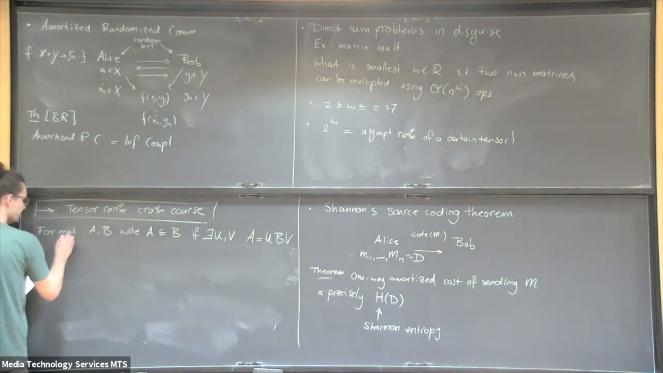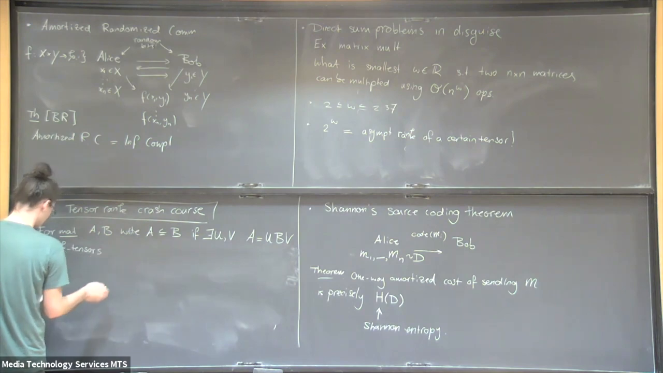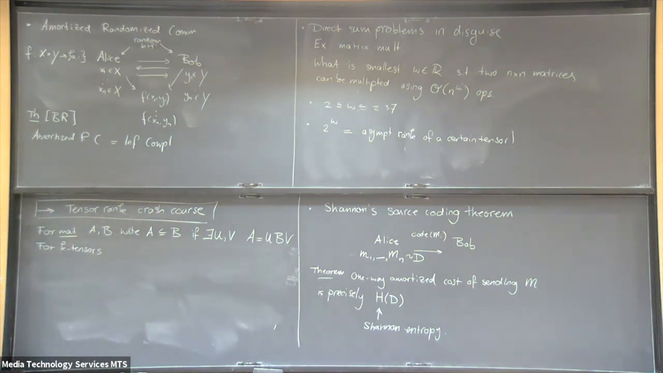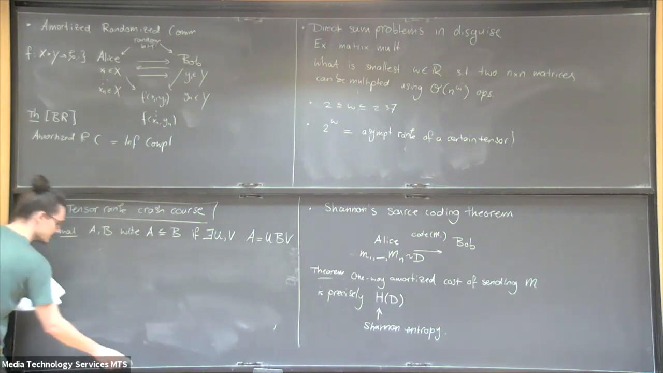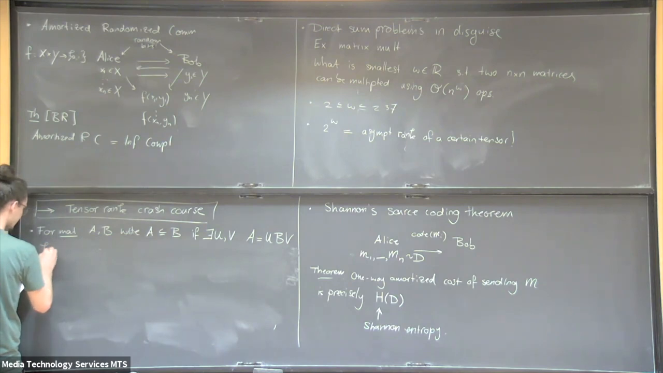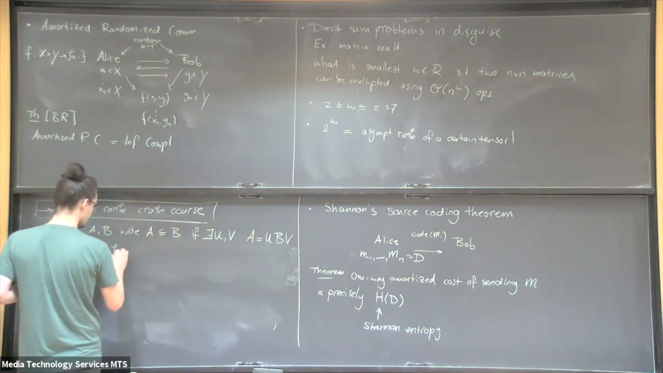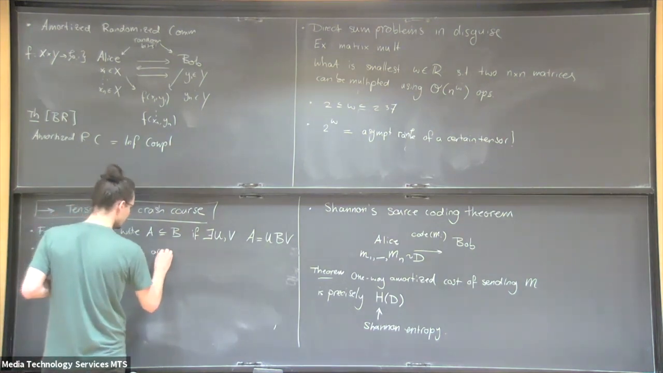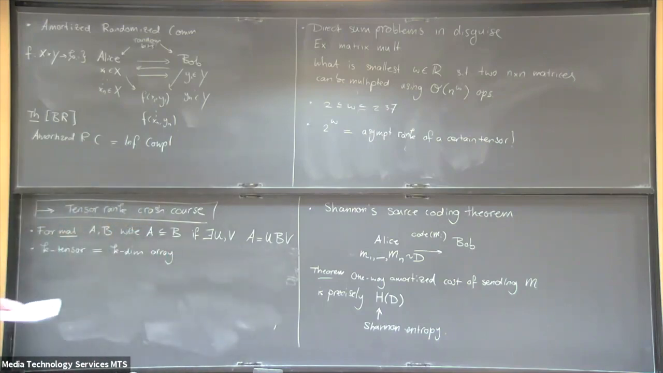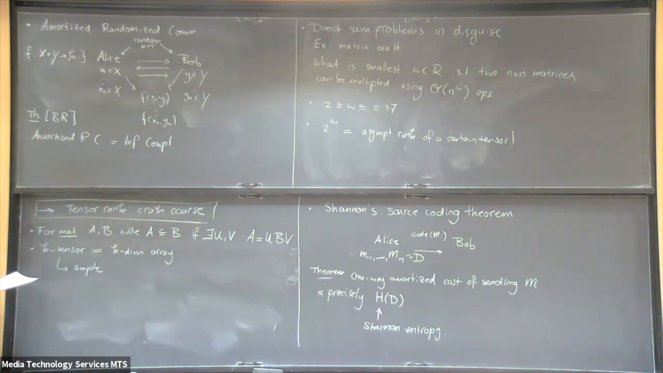For K tensors, so this is for matrices, wait, I'm skipping something, sorry. I need to explain what the K tensor is first. I'm going to back up a little bit. Because it's a tensor crash course, I need to start with tensors. So a K tensor is simply a K-dimensional array of numbers from some field. And we say that a K-tensor is simple if it is the tensor product of K vectors, or like an outer product of K vectors.